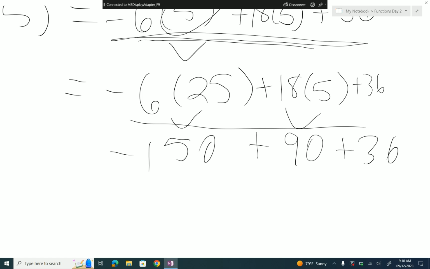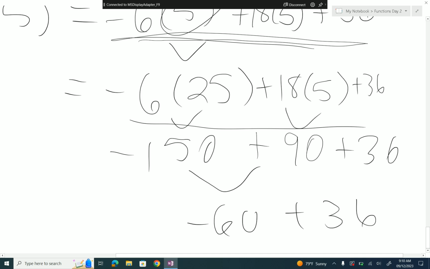Close. How far is it from 90 up to 150? What do I add to that? 60, perfect, but it's going to be negative. So negative 60 plus 36. And what did you get for that, Charlene?